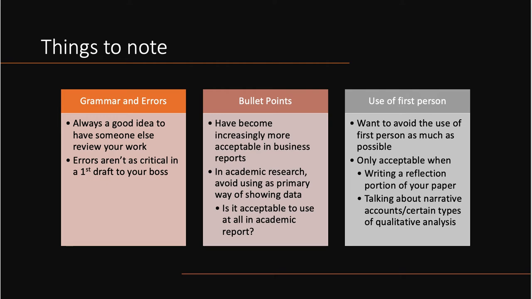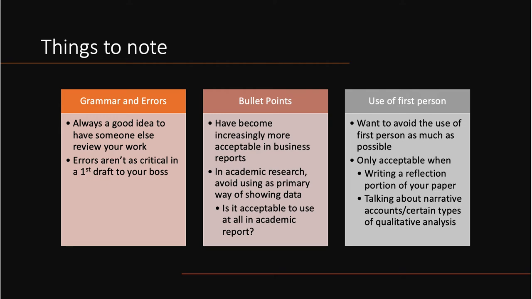So talking about bullet points, they've become, like I said, increasingly more accepted in business reports. They're easy to read. They hold people's attention. In academic research, you should avoid using these as a primary way of showing data because you want it to be a cohesive sentence that you're presenting to someone. Is it acceptable to use at all in an academic report? I did say to you a little bit earlier, yeah, it is. Very sparingly, to present very minimal information, such as what your research questions are, what your goals are, what your objectives are, or maybe even what your questionnaire that you're going to utilize is.